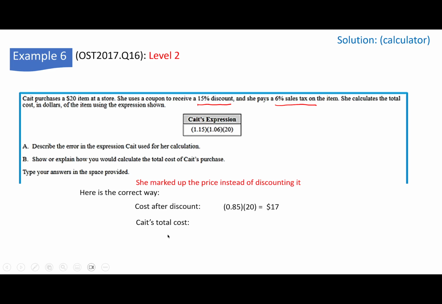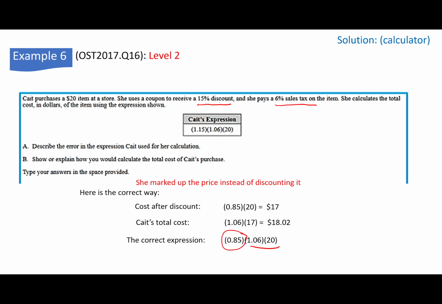Kate's total cost. Now we get to add the sales tax. 1.06 times 17 is $18.02. So the correct expression is 0.85. This here will give you the price. This will give this 0.85 times 1.06. Yeah, okay, it's the same thing.